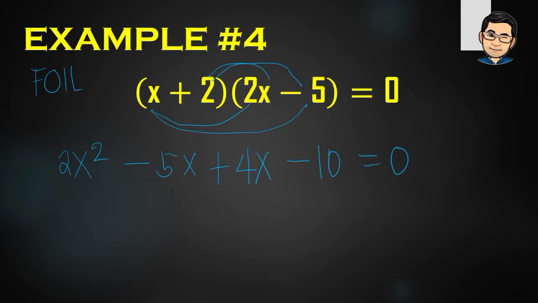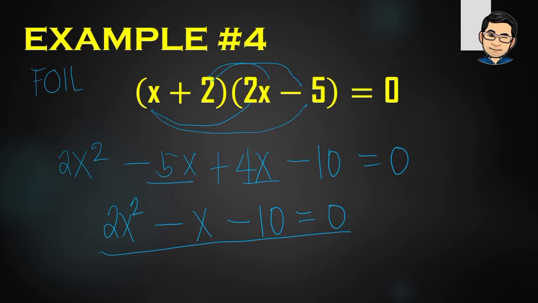So, combine like terms tayo ngayon. 2x squared. So, yung mga like terms natin is negative 5x tsaka 4x. So, negative 5 plus 4, that is negative 1. So, negative x minus 10 equals 0. So, why negative? It's because follow the sign of the bigger value. Therefore, this is the standard form of the given equation. 2x squared minus x minus 10 equals 0.